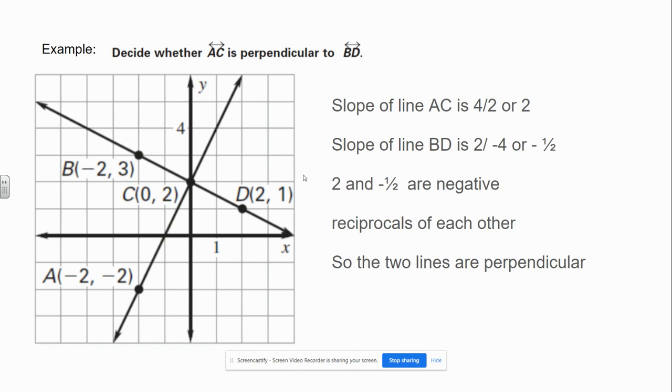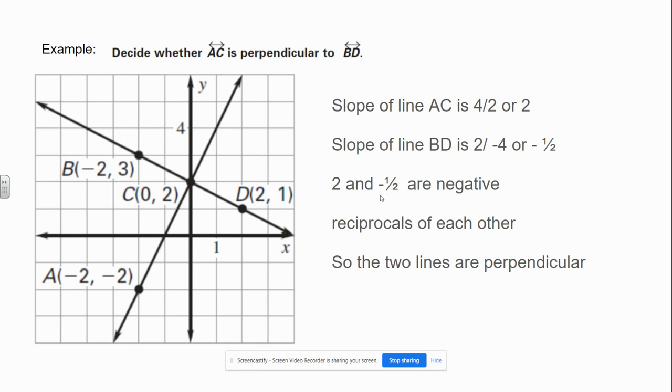Now for BD, I'm still going to do my rise over the run. So I'm going to rise 2, and then I'm going to run negative 4, because I went to the left, so this is a negative. So it's going to be rise 2, run negative 4. So 2 over negative 4 is the same thing as negative 1 over 2, or negative half.